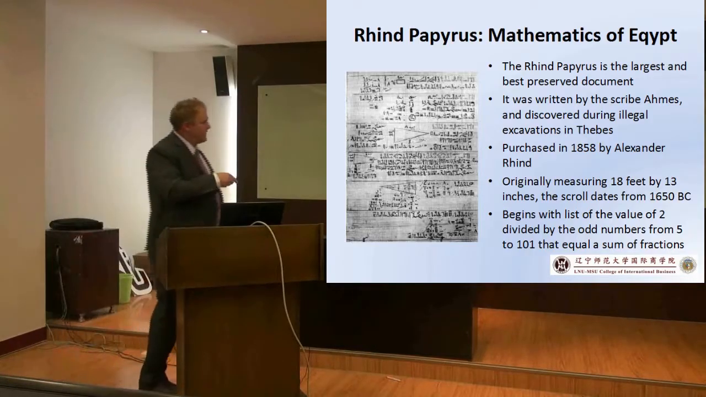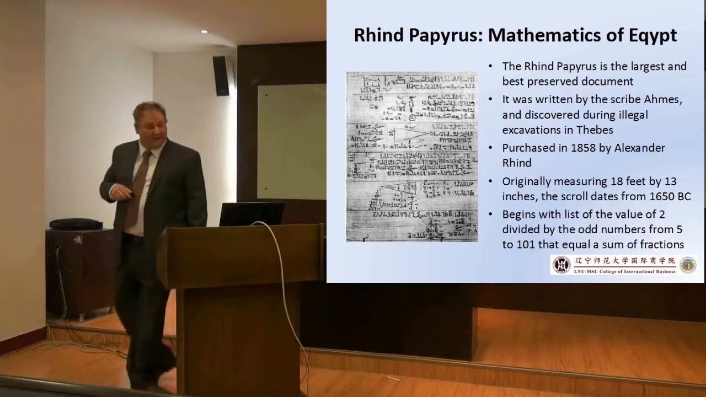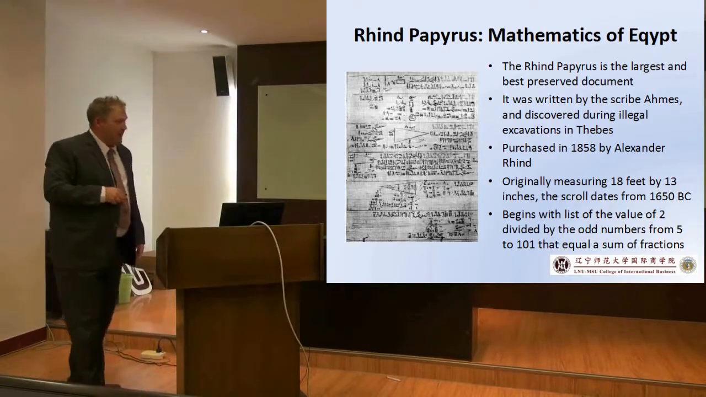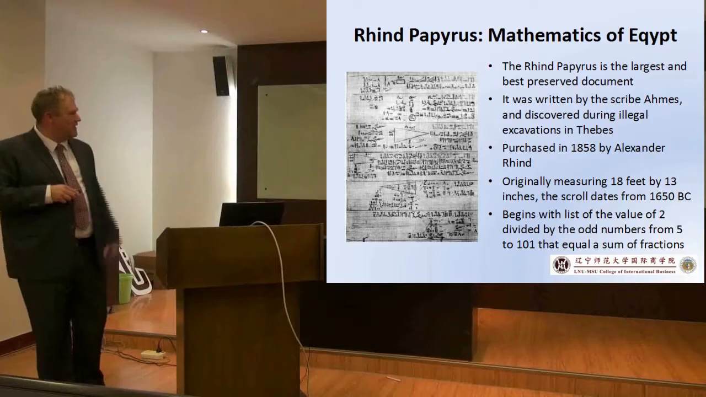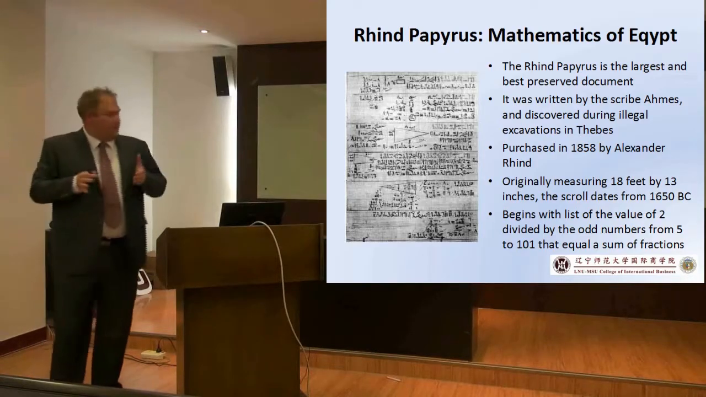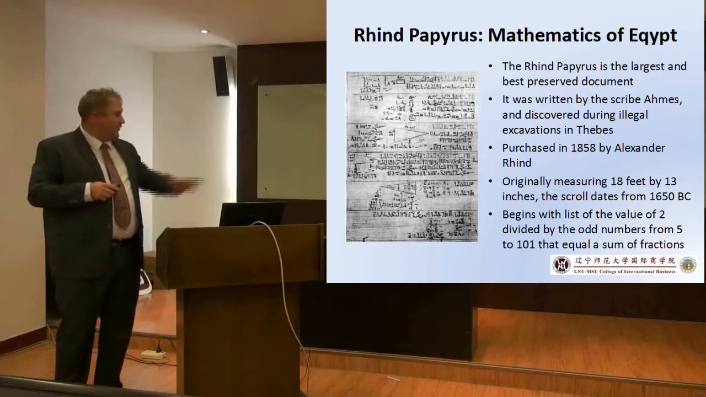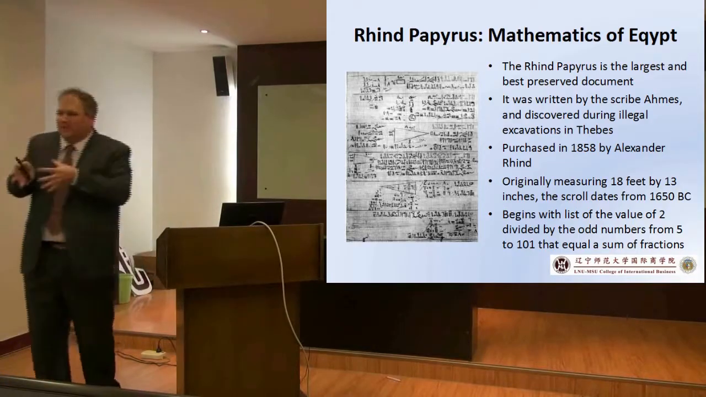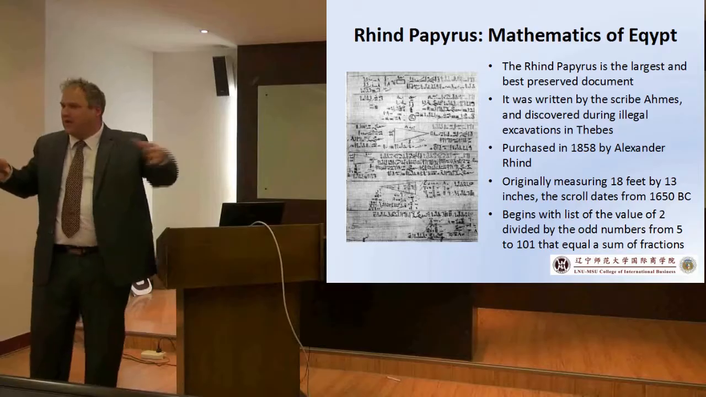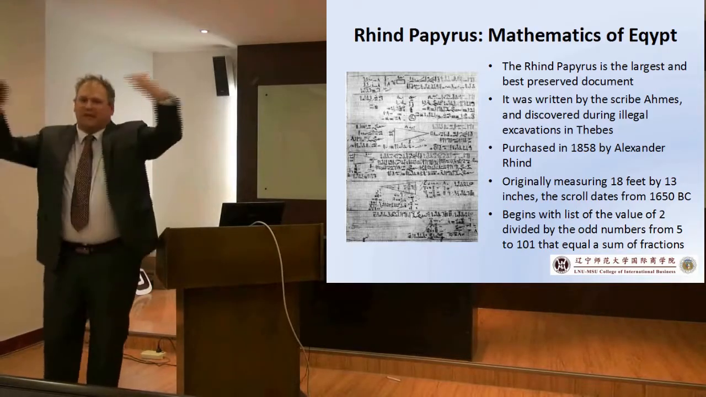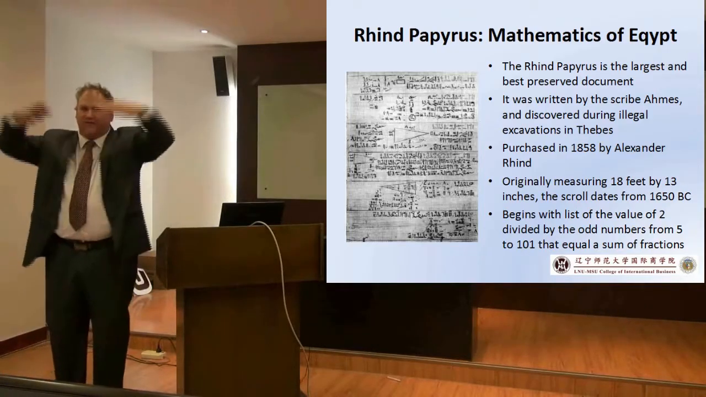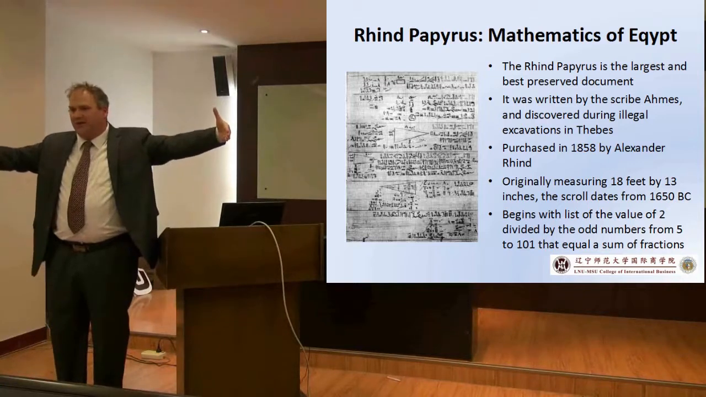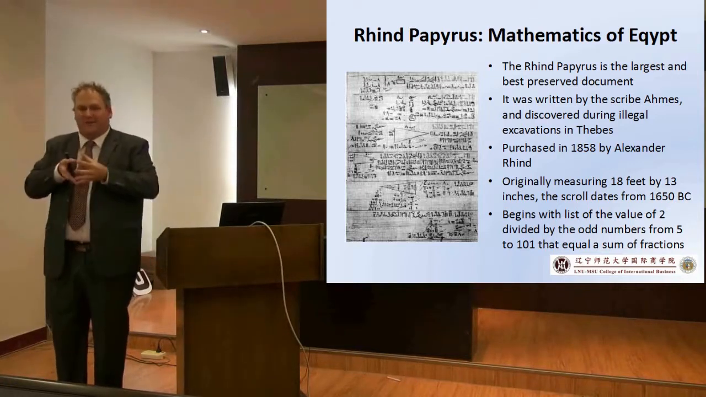It's really the largest and best preserved document that we have, and it was actually discovered through an illegal excavation. But, I mean, it was huge. It was 18 feet by 13 inches, so it was obviously very long. And so we only know a little bit, because only fragments are available. So when we say this is what Egypt knew, or the advanced culture that we know today, we really don't know, because we only have fragments.